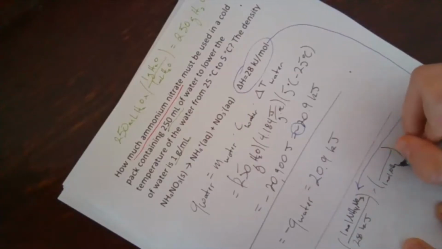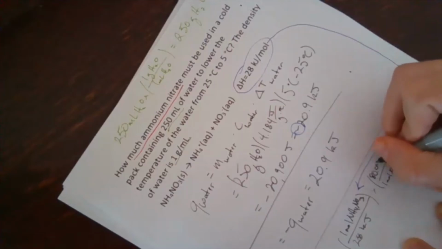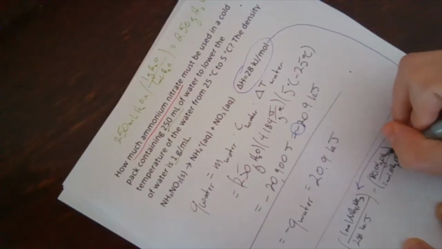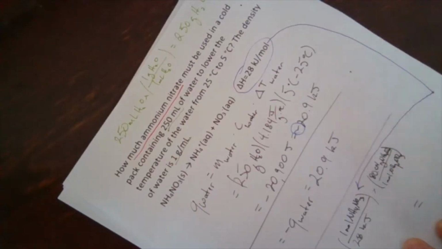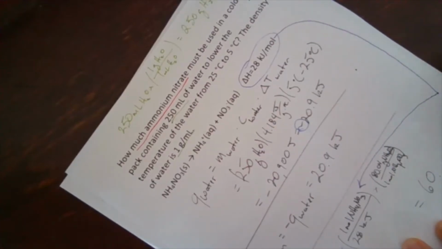Calculate the molar mass of ammonium nitrate. It is 80.04 grams. And so collectively, I need 60 grams of ammonium nitrate.